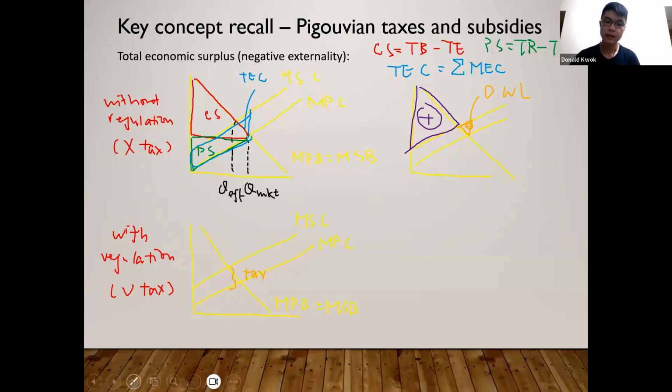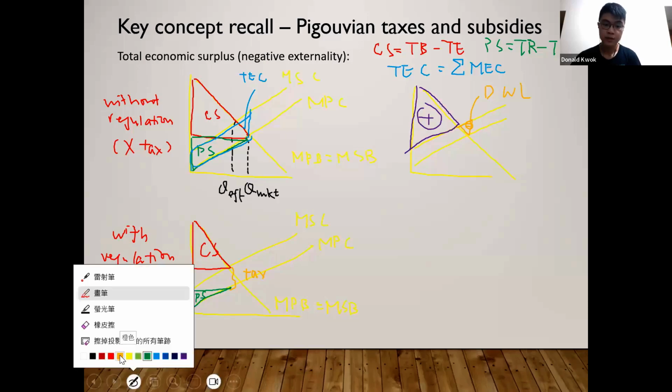So let's analyze the components one by one. So consumer surplus first, it will simply be the area under the marginal private benefit curve until the price paid by buyers. Okay, so this is the consumer surplus. Producer surplus, area constrained by the marginal private cost curve until the price received by sellers. So this triangle will be the producer surplus.